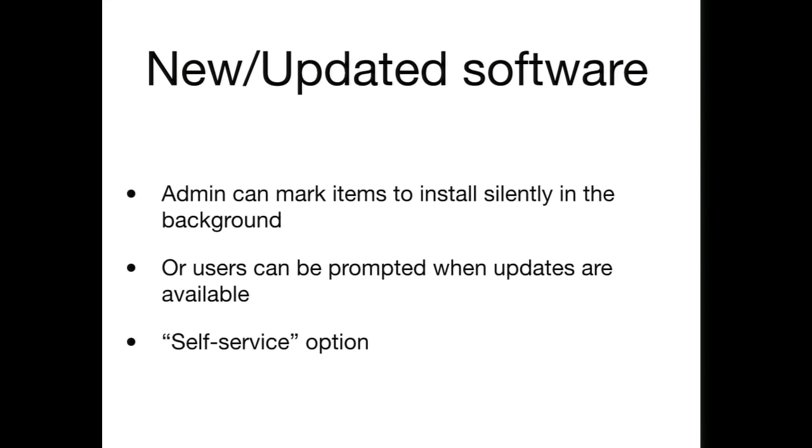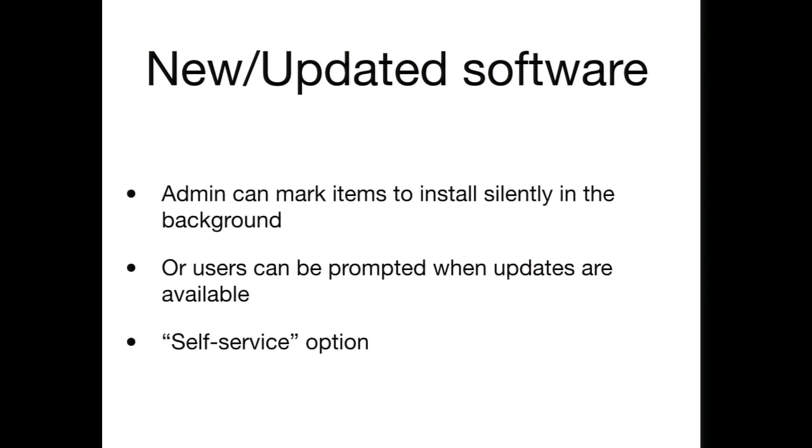Whenever you import software into Munki, you have some choices about how to deploy it. You can, as the admin, mark an item to be installed silently in the background. I don't want to notify the user. I just want the thing installed. Don't bother them, just do it. Or you can notify the users that there is an update, and then they can figure out when it's convenient for them. And that's important for updates that might require a log out or a restart. It's nice to be able to have the user go, I'm working on something right now. I'll install that later at the end of the day, or I'll install that tomorrow.